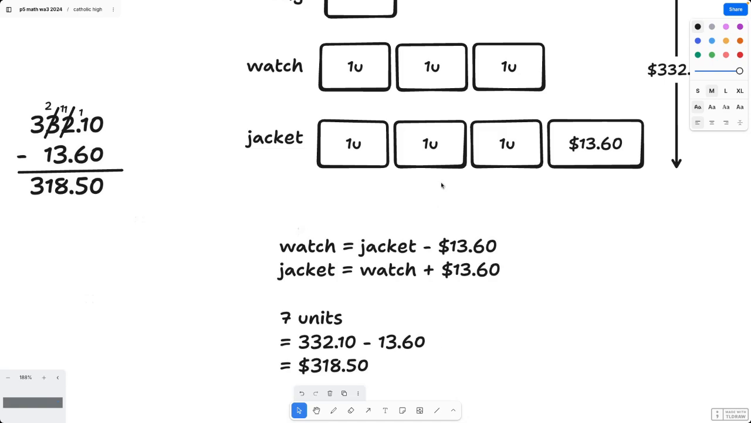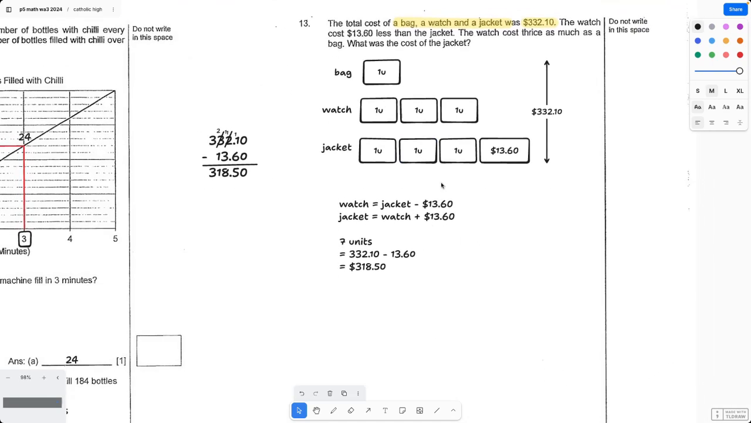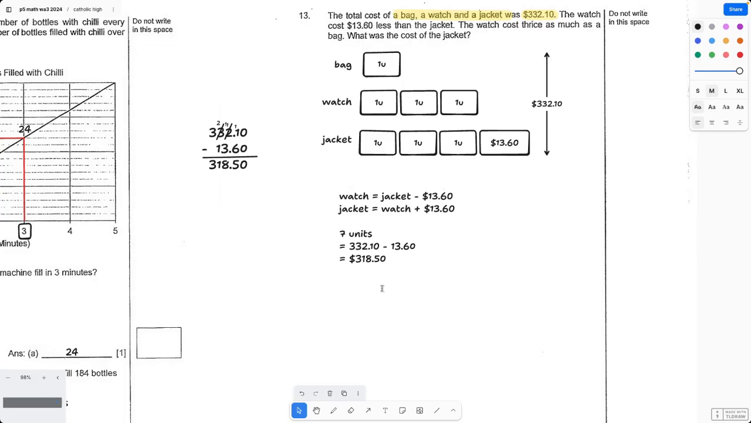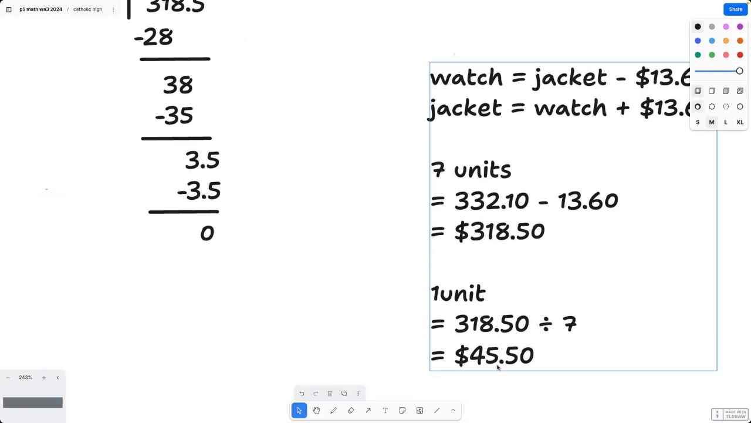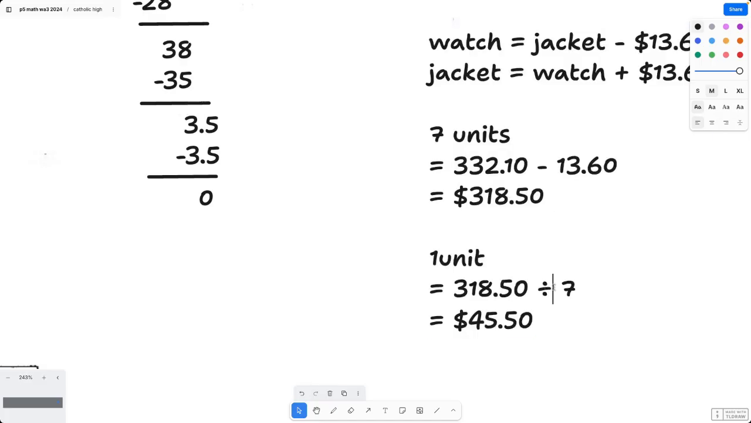Okay, so now what's the cost of the jacket? So we want to get 1 unit, right? So 1 unit will be equal to 318.50, and then we divide by 7. Okay, so let's do the workings for this. So 318.5 divided by 7 is $45.50.